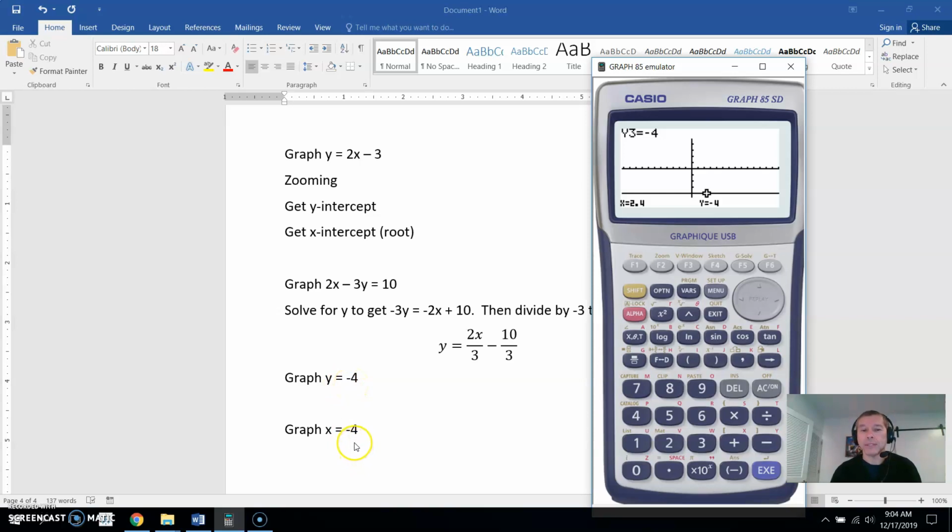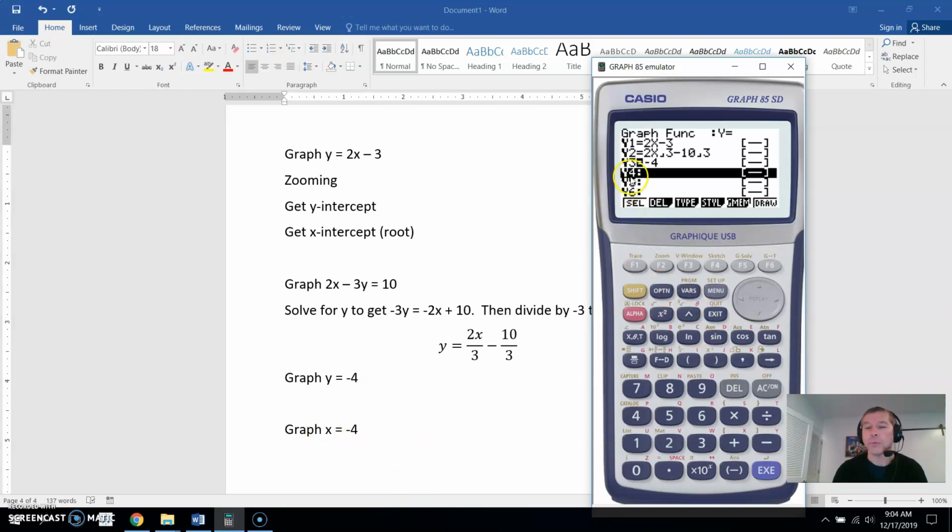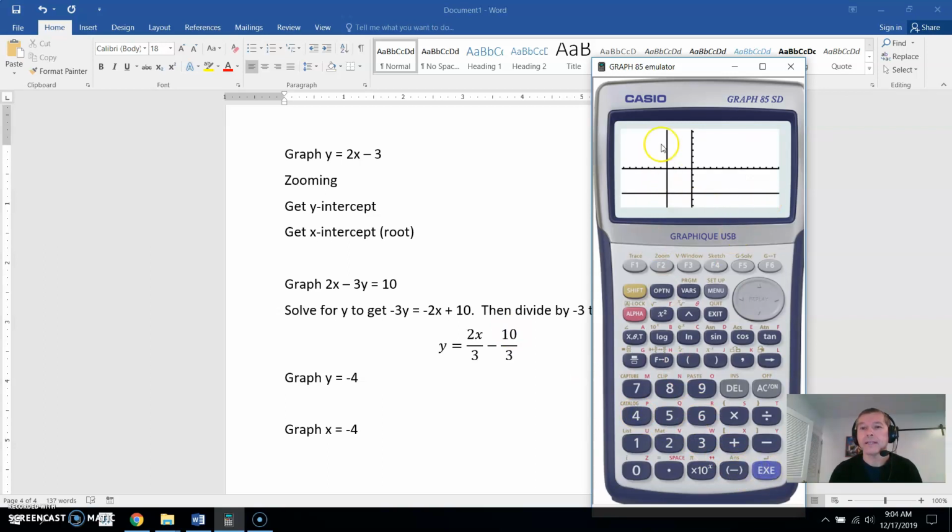Let's graph the next one, x equals -4. So I'll hit exit. Now, how do you type in x equals -4 when they all start off with y? Well, what you do is you change the type of equation. So hit type, and then hit x equals c, this one right here. And now they're set with x equals. So now type in -4, hit execute, draw it, and you see here's that vertical line right there. So that's the graph we just made, and it's that vertical graph right here.